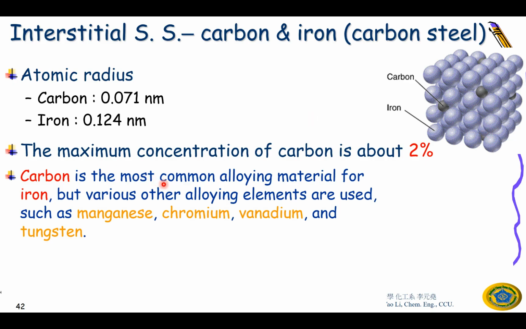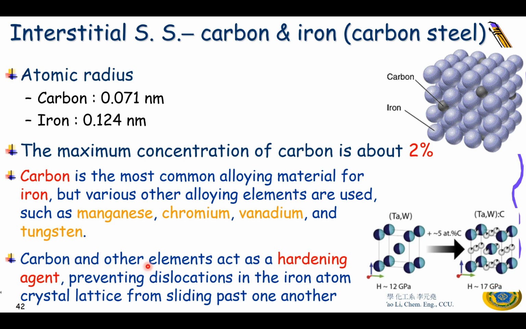So carbon is the most common alloy material for iron, but various other alloy elements are used, such as magnesium, chromium, vanadium, and tungsten. So you can put carbon into this, carbon into this, carbon into this, and carbon into this.